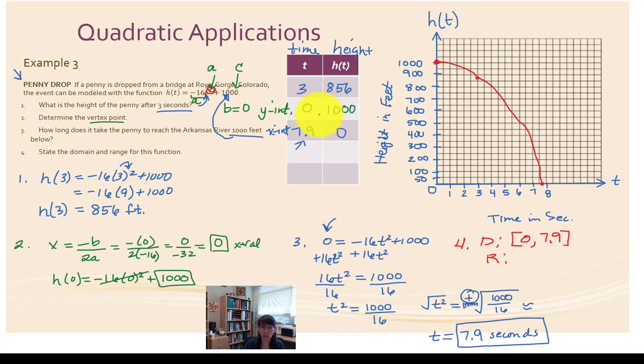Our lowest height is when the penny is sitting right on the river, which represents the ground. That would be 0. And it's dropped from a height of 1,000, so it's never going to be higher than 1,000 feet. So that's our largest value for the range.